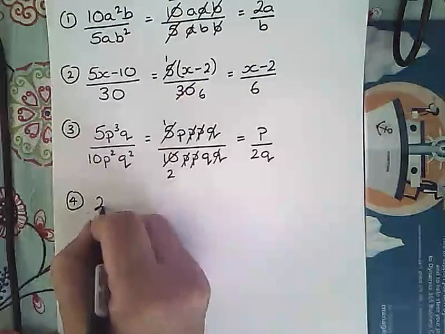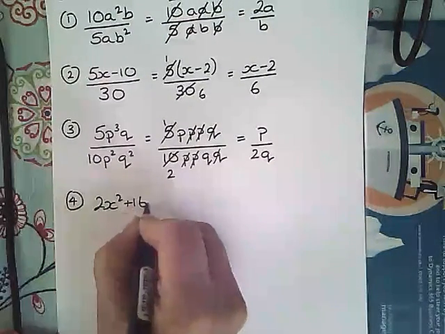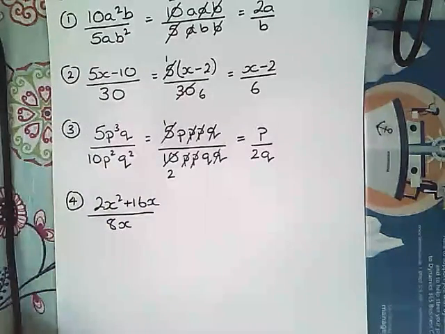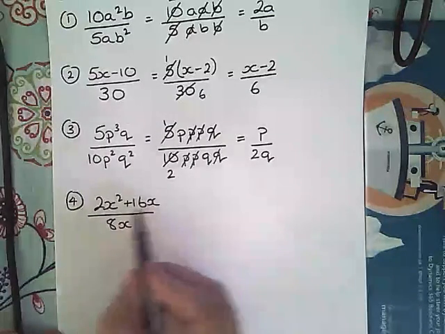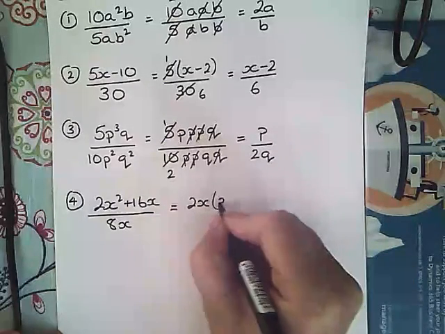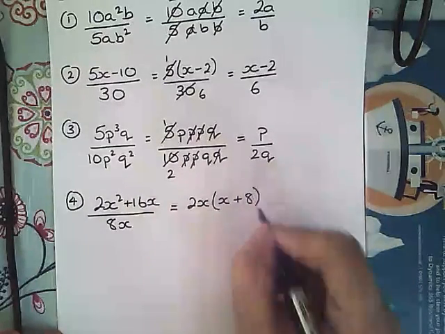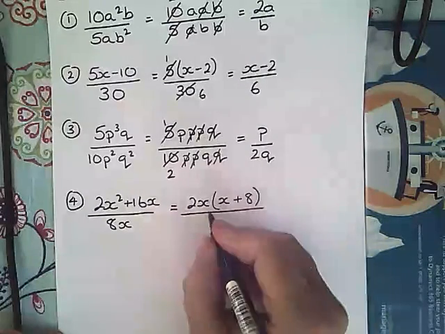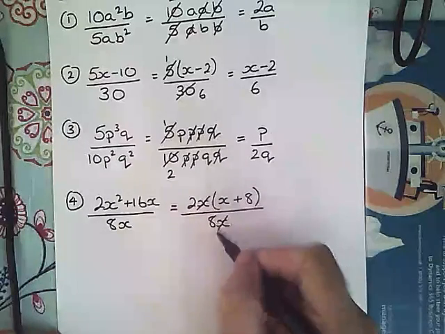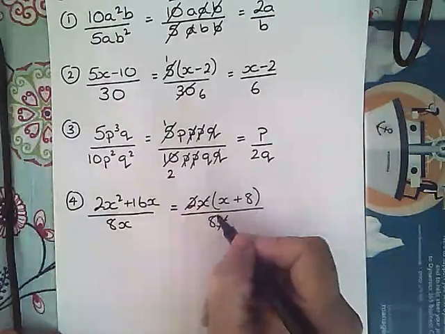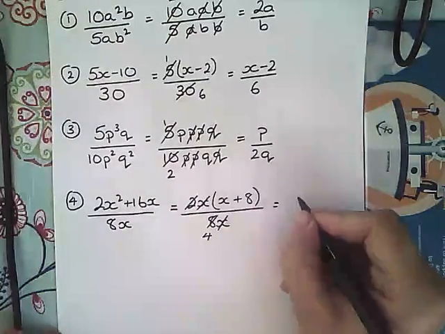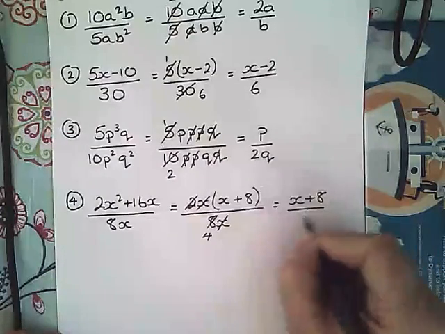We have got 2x squared plus 16x all over 8x. Let's factorise the top, and 2x goes into both of these terms. So 2x comes outside the bracket. We have x plus 8 inside the bracket, and then on the bottom we have got 8x. So the x can cancel with that x. The 2 goes into 8 4 times, so we end up with our final answer as x plus 8 all over 4.